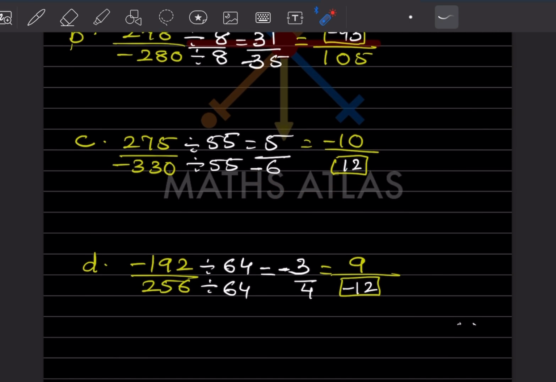Now for this one, the HCF was 64. So what will you do? You are going to divide this by 64, and this also you are going to divide by 64. After dividing 192 by 64, because this is negative, you get -3. After dividing this, you get 4. So now this was given in the question. So now what will you do? -3, and this is +9. So you have to multiply this by -3. -3 into -3 is going to be 9. So this also should be multiplied by -3. So 4 into -3 is going to be -12.